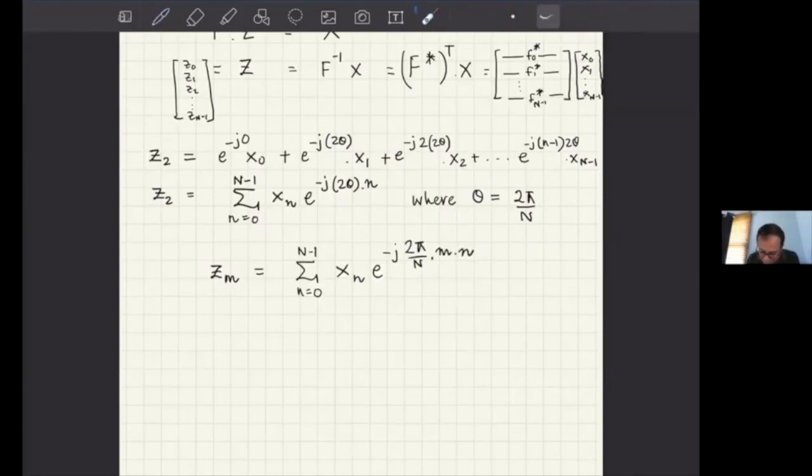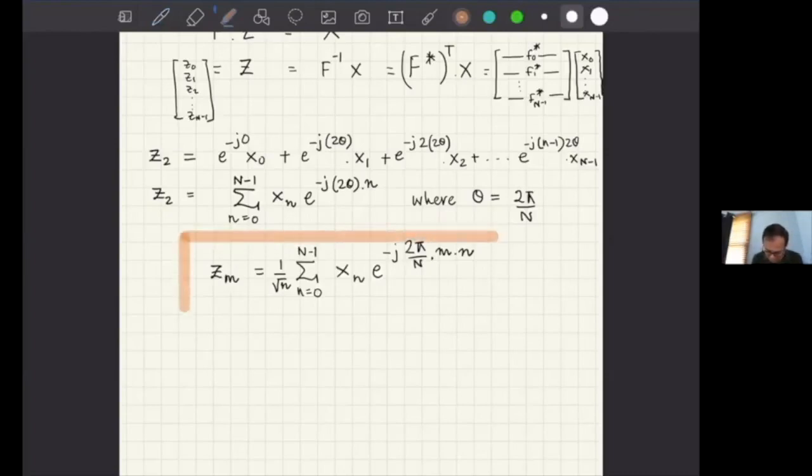Okay. I need to do one more small thing. Remember, this was an orthonormal matrix. We want that to be an orthonormal matrix. So every column of F, we want to normalize it by the length, and the length of that is 1 by square root n. So I'm going to normalize that by 1 by square root n to make it orthonormal. Lo and behold, this is the equation of discrete Fourier transform.